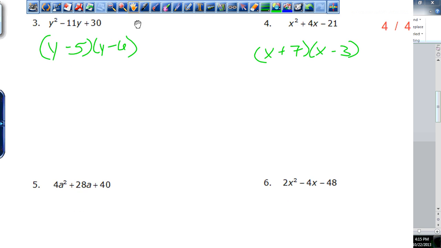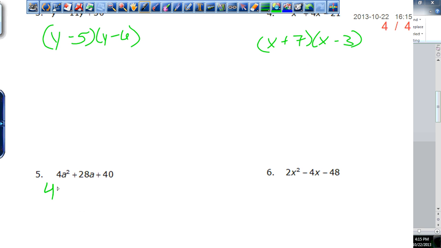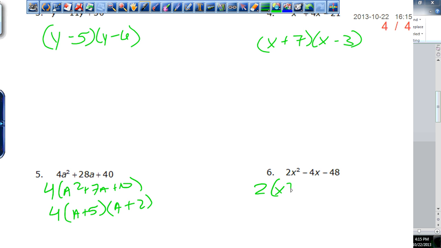Number 5, you can factor out a 4, so you're left with a squared plus 7a plus 10, and then factor that to a plus 5 and a plus 2. Number 6, same thing, factor out a 2, so you're left with x squared minus 2x minus 24. Factors of negative 24 that add up to negative 2 are negative 6 and positive 4.